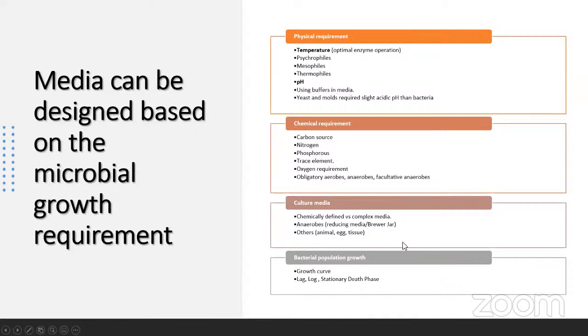Similarly, for anaerobes, we cannot give it an oxygen-rich medium, or allow it to grow in a system where you have ingredients which capture oxygen from the environment. We need to have a reducing medium, or a special apparatus called the Brewer jar where organisms can grow. Now, there are also other culture media where we add egg, or certain particular tissue, or blood, so that the organism is facilitated.